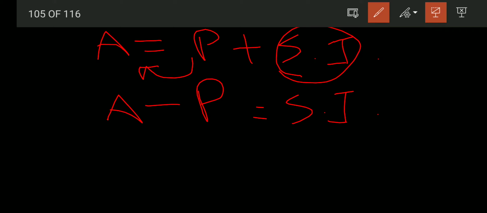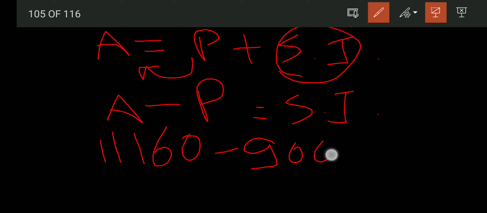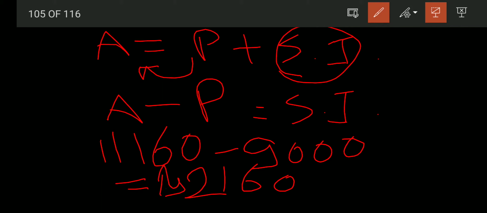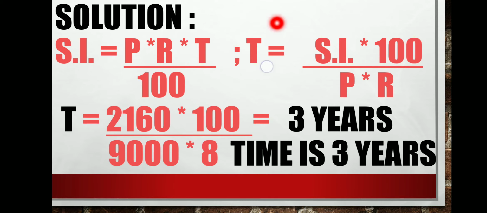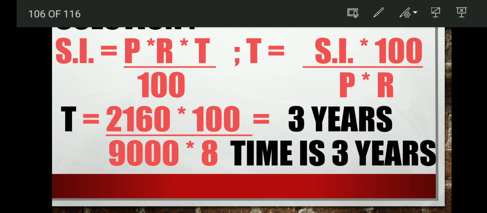Now we'll put the value. What is the value of amount here? That is 11,160 and principal is 9,000. Now let us subtract: 0, 6, 1, 11 minus 9, 2. So what is simple interest? 2,160. Now we'll move further. We have to find out time, and time equals to SI into 100 divided by P into R. Now we have just calculated SI 2,160 into 100 divided by principal, that is 9,000 into 8, and that comes to 3,000. Let me show you the calculation.